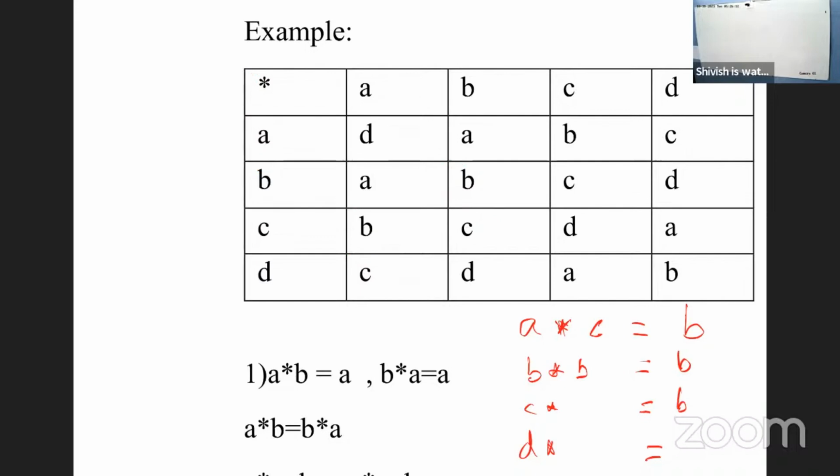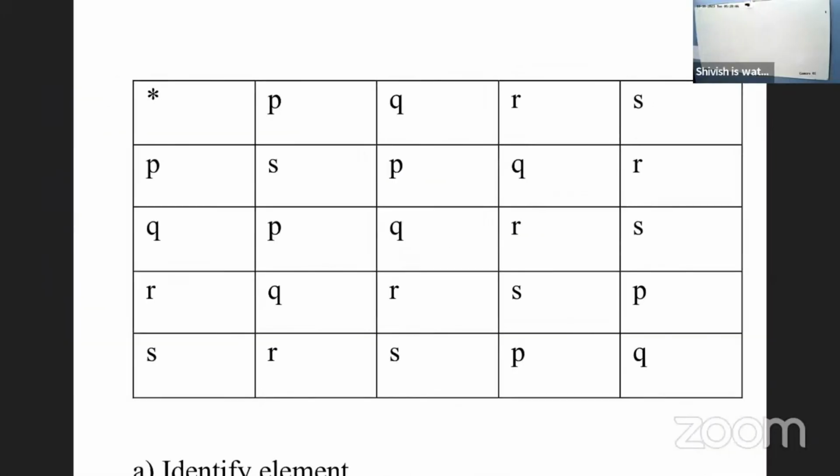Think about it. D star something has to give you a B. What is that? D. D star D gives you a B. Yeah, that's it. First thing, see if it is commutative.